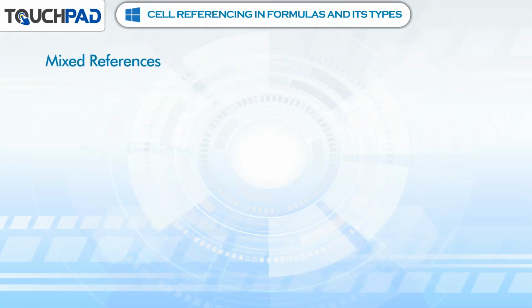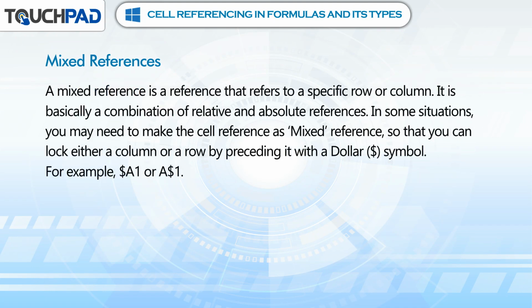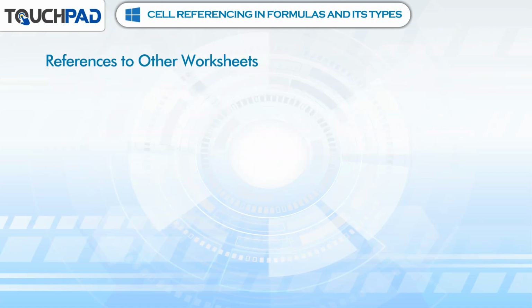Mixed references. A mixed reference is a reference that refers to a specific row or column. It is basically a combination of relative and absolute references. In some situations, you may need to make the cell reference as mixed reference so that you can lock either a column or a row by preceding it with the dollar symbol. For example, $A1 or A$1.